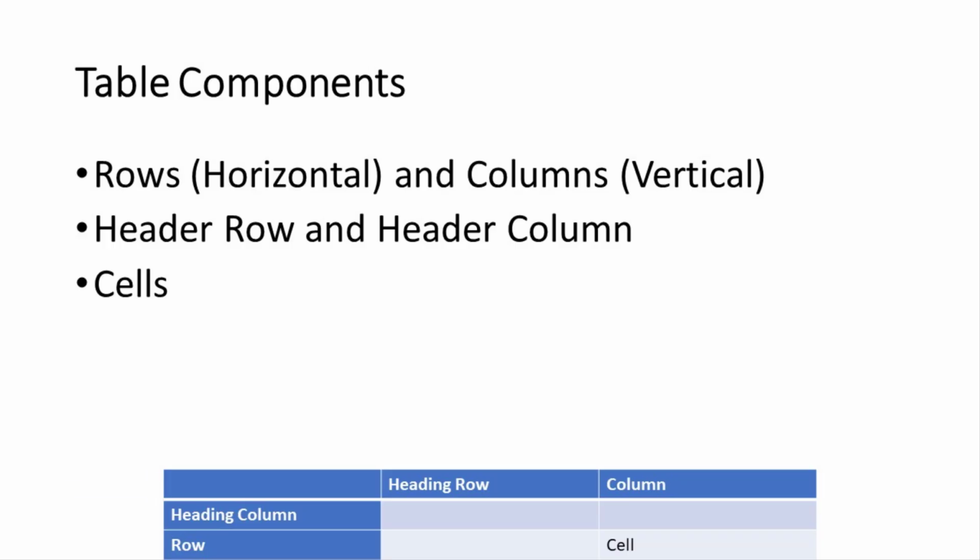Sometimes a table has a heading row and a heading column. The heading row and column are the first row and column in a table. Heading rows and columns are an indicator of what kind of information a visitor can find in a table. These are also helpful for screen readers in order to better navigate the table. The area where a row and a column meet are called cells. This is where you enter data or information for the table.